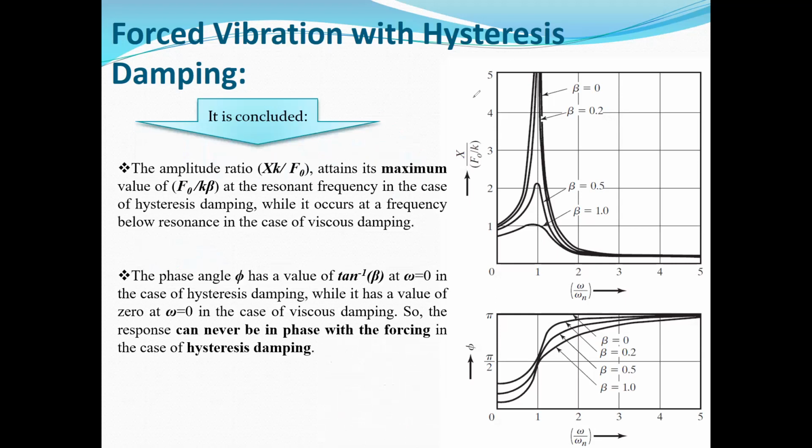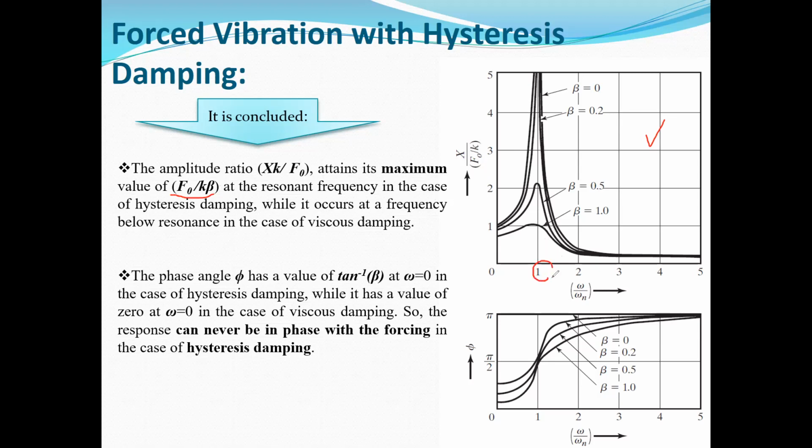Okay, again, similar to the viscous damping systems, we can plot the amplitude and also the phase angle against the frequency ratio. Here, there are two important differences between this graph and the graph for the system with viscous damping. If you look at the first graph, the amplitude versus the frequency ratio, you can see that the amplitude ratio attains its maximum value, which is equal to F naught divided by K beta, at the resonance.